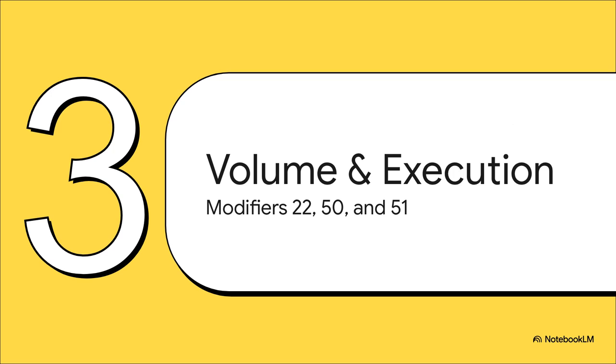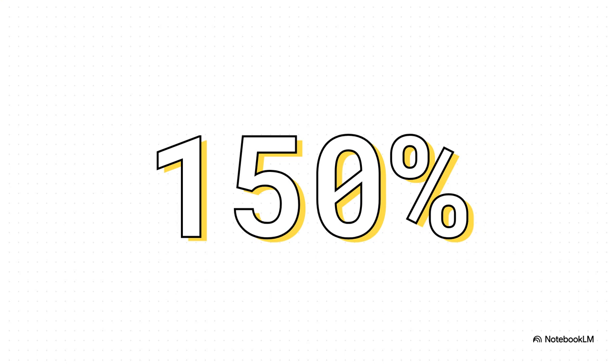All right, Section 4 is volume and execution. We're looking at modifiers 22, 50, and 51. 150%. That is a number you absolutely should commit to memory right now for modifier 50. Why? Because modifier 50 is used for bilateral procedures performed on mirror image anatomy during the exact same session, and appending it often yields a 150% reimbursement rate.